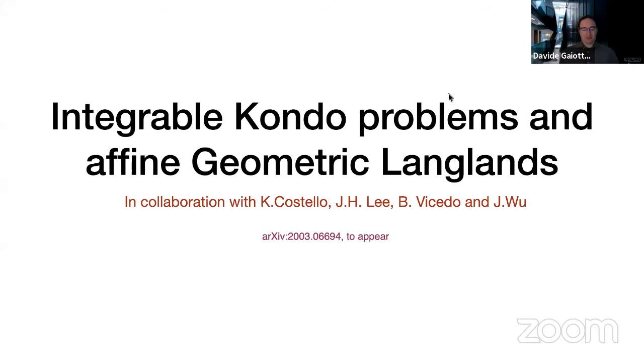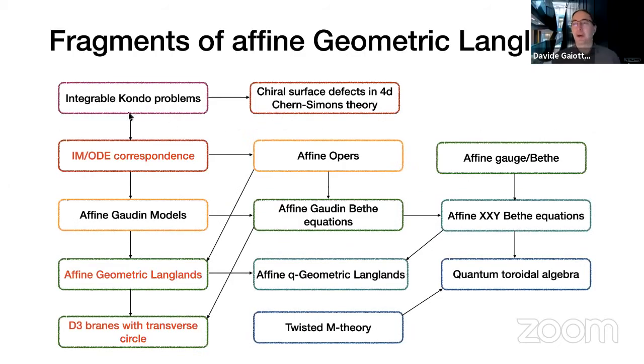Okay, so I'm going to discuss work done in collaboration with Kevin Costello, Jion Lee, Benoit Vicedo, and Jingxiang Wu. Lee and Wu are my PhD students at PI. It's work that started by looking at some other physical problems in integrability and in two-dimensional conformal field theory, called Kondo problems. But soon we started wandering into a pretty complicated tangle of somewhat refined mathematical topics.